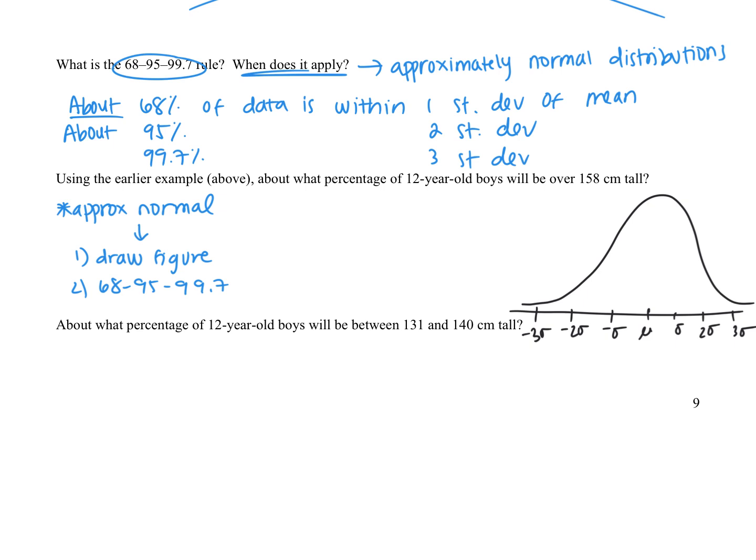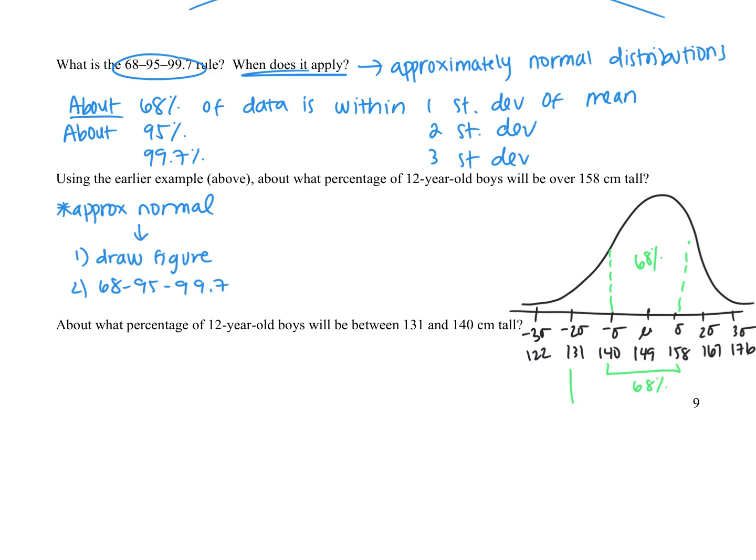Okay, so then the mean was 149. So then we have 158, 167, 176, and then 140, 131, 122. Okay, so using that rule, the 68, 95, 99.7, within one standard deviation is 68% of the data. So that tells us between 140 centimeters and 158 centimeters, about 68% of 12-year-old boys will fall here.